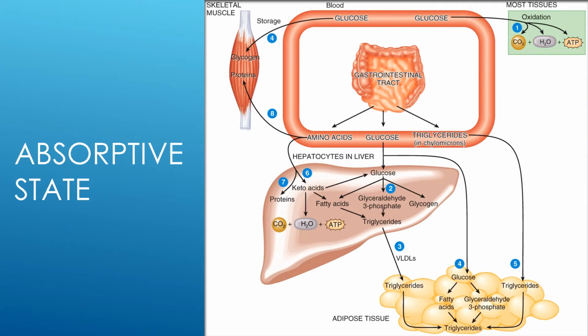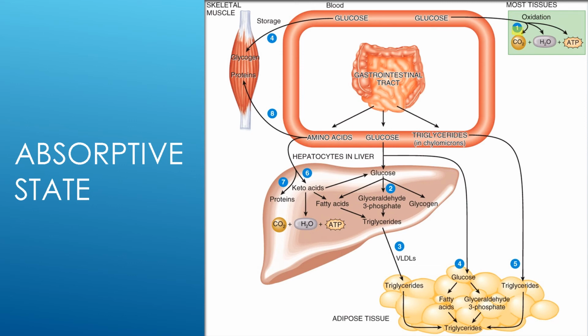Soon after a meal, and the food is in your gastrointestinal tract, the nutrients will then start to enter the blood. Now remember that the digested food that reaches this bloodstream is mainly going to be glucose, amino acids, and triglycerides in chylomicrons. So here we have a diagram showing the reactions that dominate the preabsorptive state.